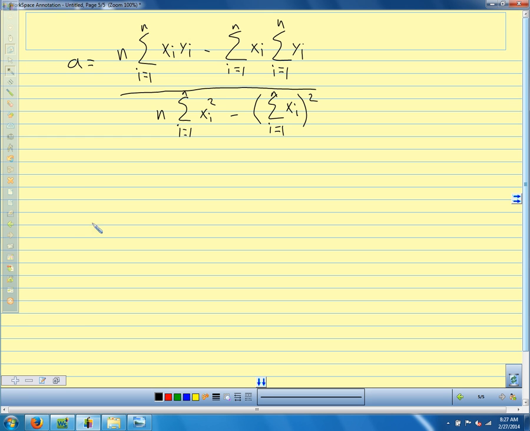And b, luckily, is a little simpler. b is 1 over n times the sum, i equals 1 to n, of y sub i, minus a times the sum, i equals 1 to n, of, or sorry, x sub i. And y equals ax plus b is the least squares line.